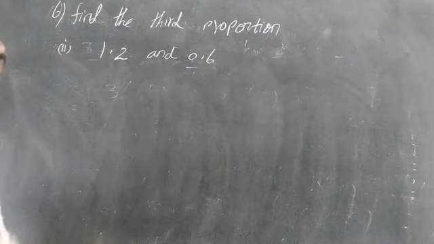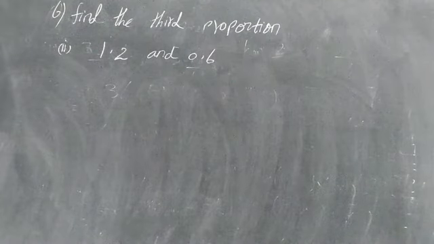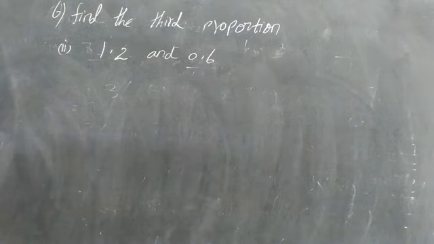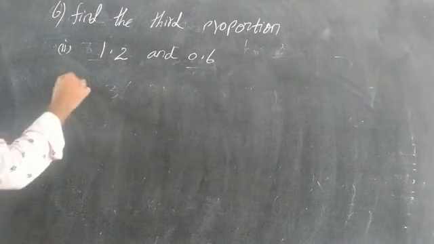Here also it is given with two values, and they are asking about the third one. How to find the third one? Using the mean proportional values. Third proportional means the middles are the same. So, writing down the solution.